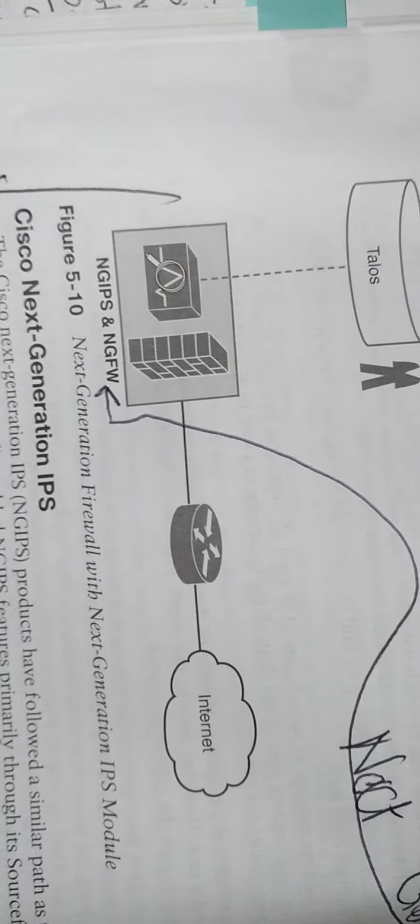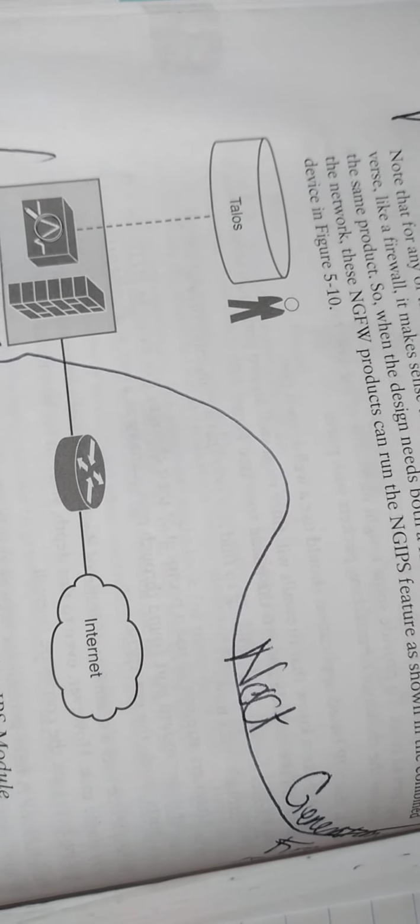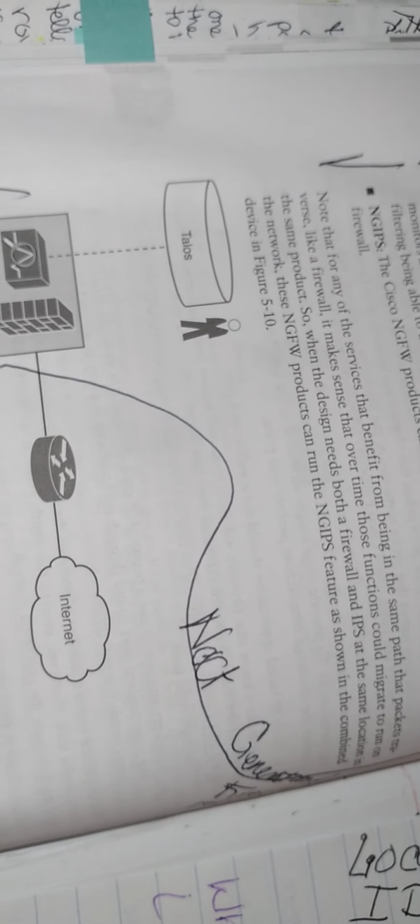The Cisco Next Generation IPS, NGIPS, products have followed a similar path as the Cisco Next Generation Firewall products. The Intrusion Prevention System first added these features primarily through its SourceFire acquisition.